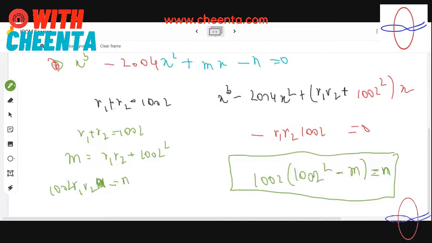Okay, why do you think so, Sarthak? Okay, maybe. But observe it very carefully. Do you need some extra conditions on m? Can m be equal to 1? Because r1 and r2 are positive, and r1 plus r2 is equal to 1002. Can m be equal to 1? That's the question.